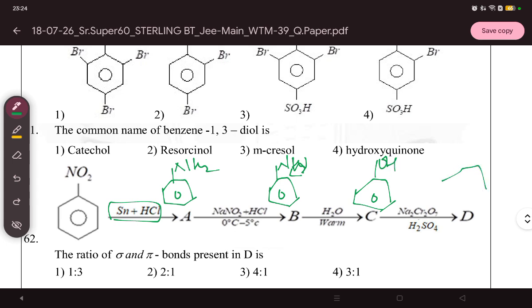Phenol with sodium carbonate undergoes oxidation, and this is the product obtained here. In this compound, there are totally 5 bonds, 1, 2, 3, 4. 4 pi bonds are there.